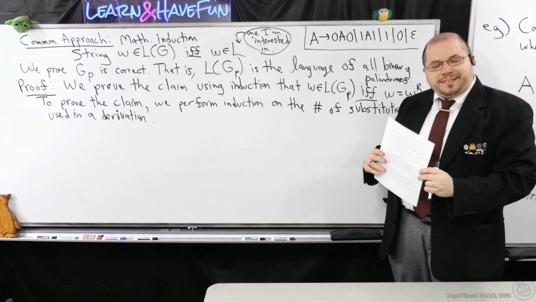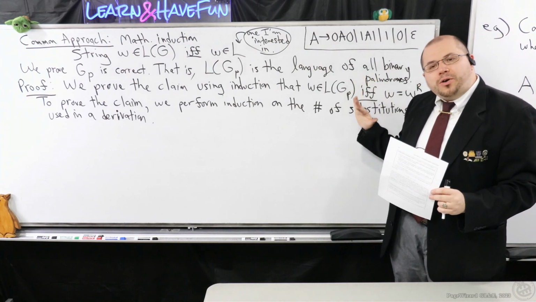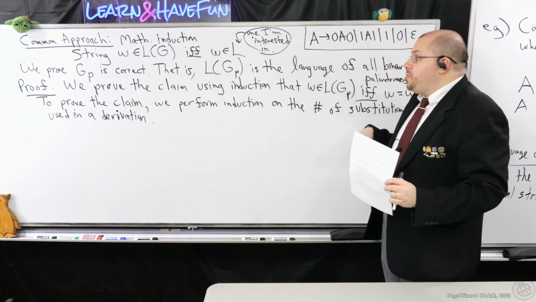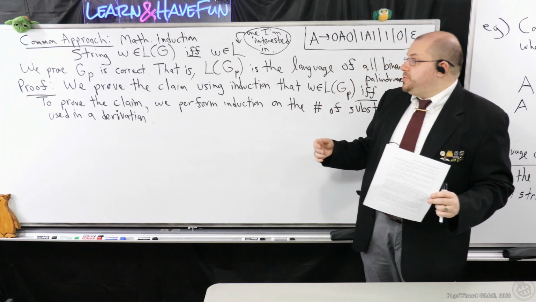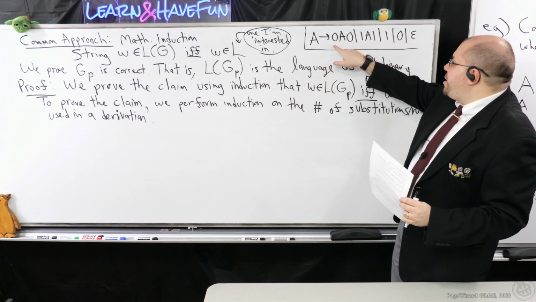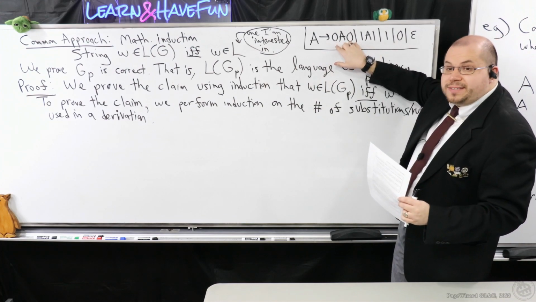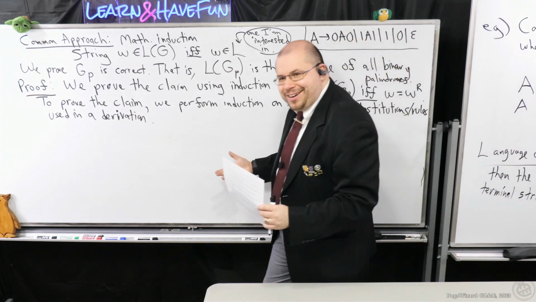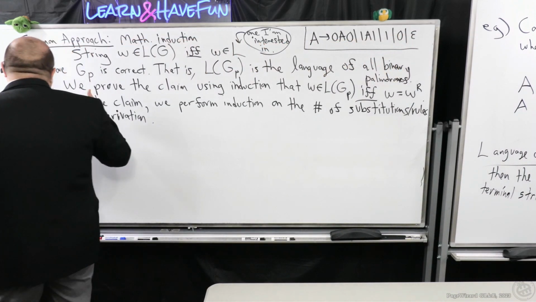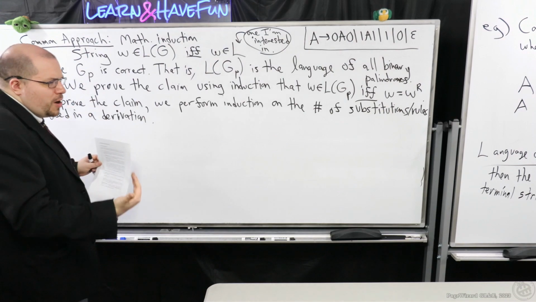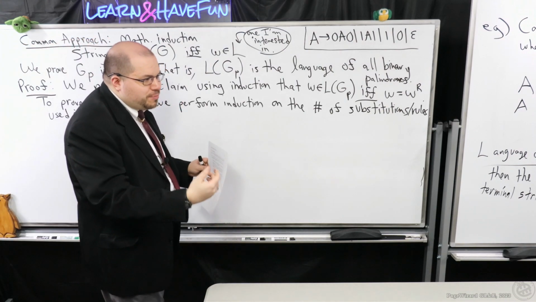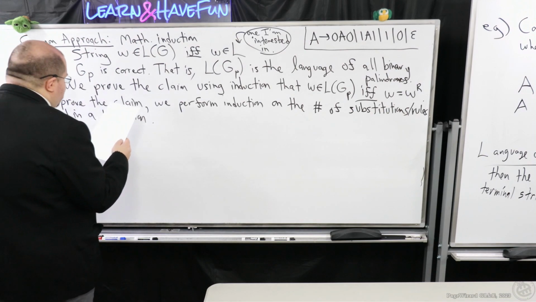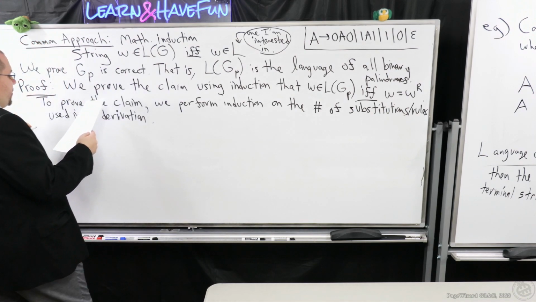As I said previously, the reason we go about it this way as opposed to on the length of the string is because, remember, when I apply a production rule, it might introduce more symbols, elongating the string by more than one symbol, right? So performing induction on the length of the string may not be a correct approach here. It's at least not an intuitive way of going about it.